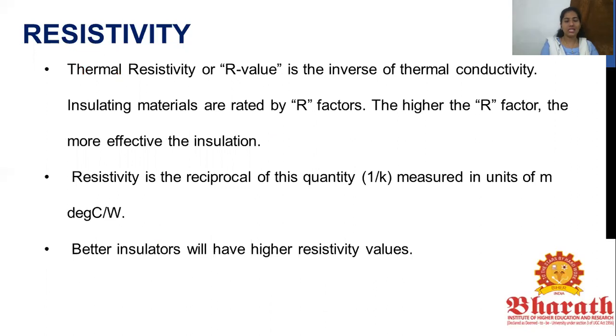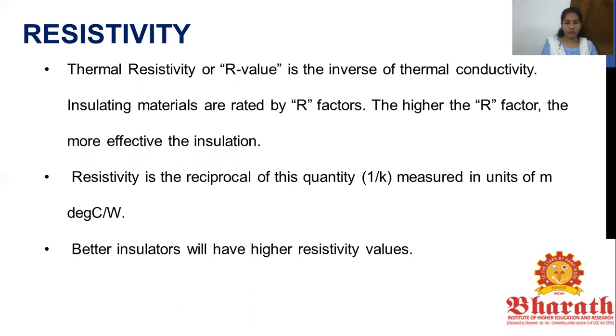Your resistivity or R value is given by the inverse of your thermal conductivity. Insulating materials are rated by their R factor. Just as conductivity is defined by the K factor, insulation is defined by the R factor. The higher the R factor, the more effective the insulation. Resistivity is the reciprocal of this quantity, 1 by K, measured in units of meter degree centigrade per watt. Better insulators usually have high resistivity values.